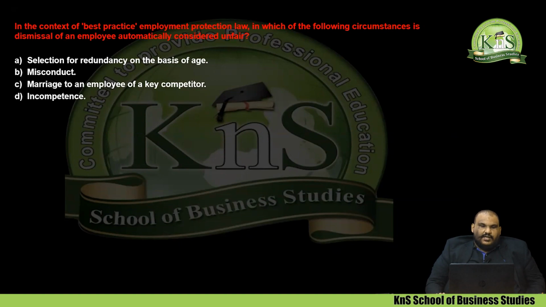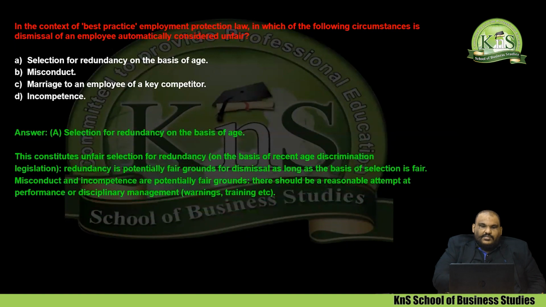So what's the answer, guys? Is it A, B, C, or D? I think you guys might be leaning towards the option C. Let's see if that is correct. The answer is A. Selection for redundancy on the basis of age. Why? This constitutes unfair selection for redundancy on the basis of recent age discrimination legislation.